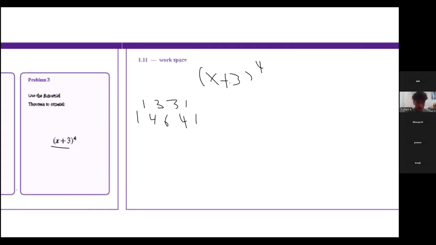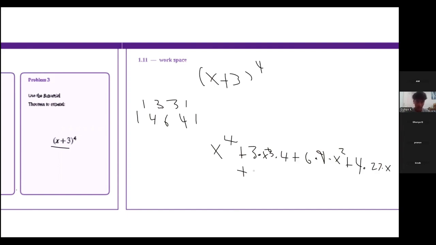So the first term is x to the fourth, and then plus 4 times 3 to the 1 times x cubed, plus 6 times 3 squared, which is 9, times x squared, plus 4 times 3 cubed, which is 27, times x, then finally plus 3 to the fourth.